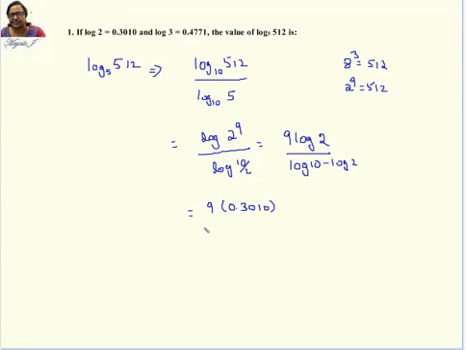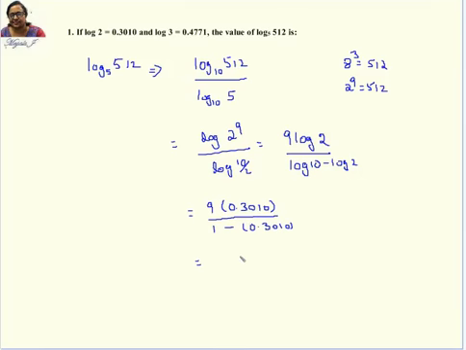0.3010 whole divided by, what is log 10? 1. Good, 1, because log 10 base 10 this is. So it's 1 minus, again log 2 is 0.3010. Anyone who can answer this?